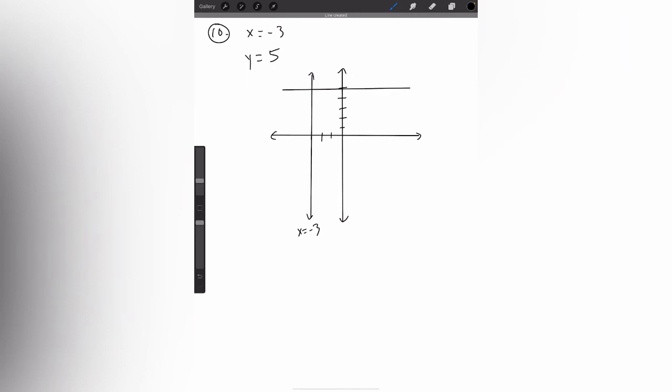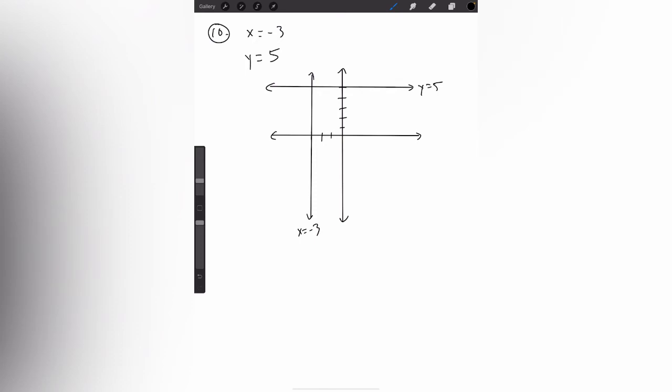All right, so that goes that way. First of all, let me just do this line a little nicer. There we go. It's not how I like it. I want it to be nice and straight. Straight enough. All right, and then this line right here was y equals 5.